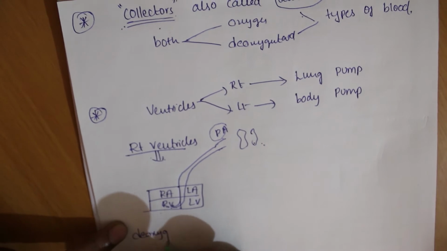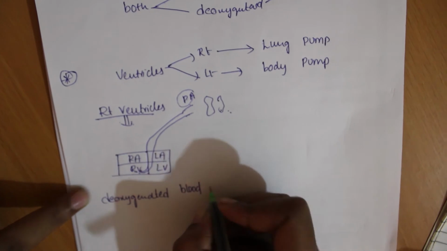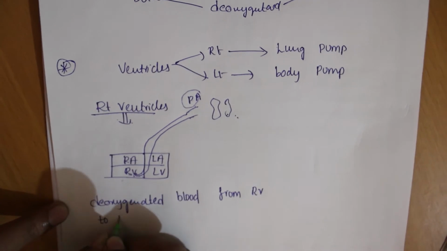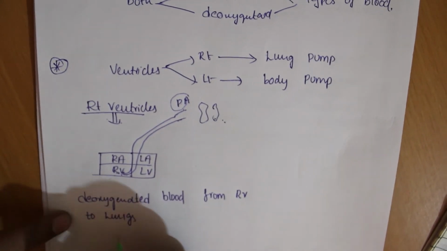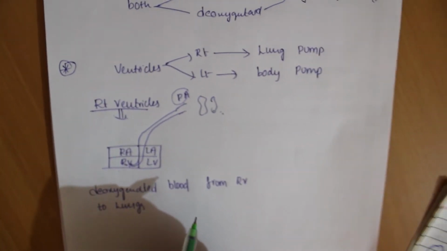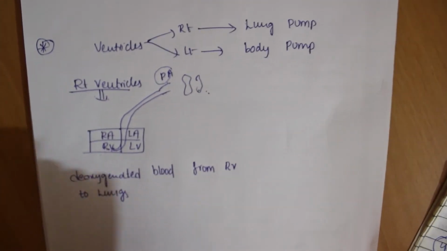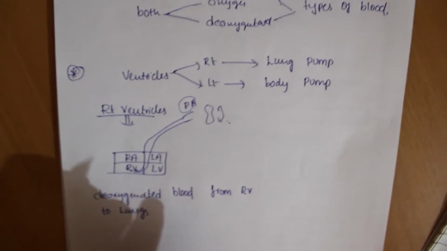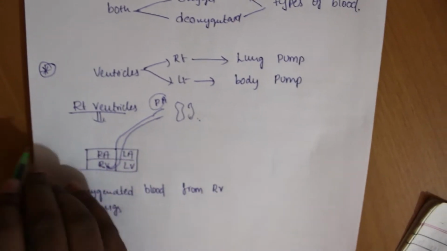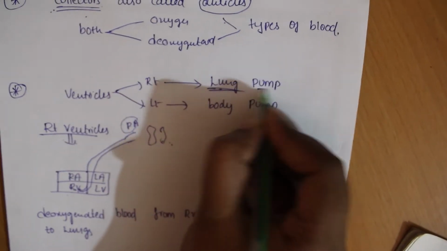Deoxygenated blood, also called impure blood, goes from the right ventricle to the lungs. Why does it pump the blood to the lungs? The lung is the main site of oxygenation of the blood. In the lungs, purification is done due to the presence of the alveoli. The actual circulation of the blood is done in the lungs. This is the function of the right ventricle. That is the reason it is called the lung pump.